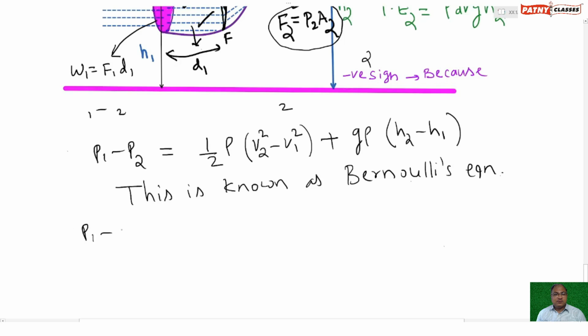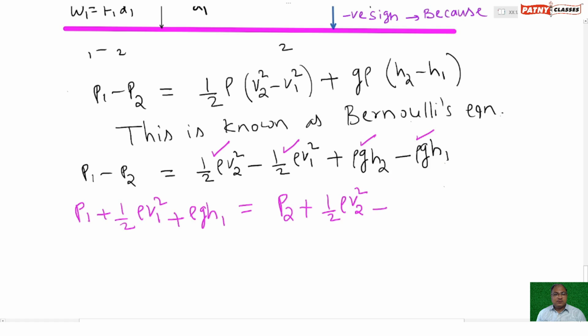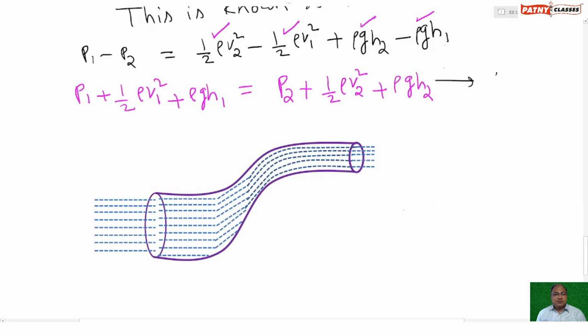Now, opening all brackets on the RHS side: half rho V2 square minus half rho V1 square plus rho g h2 minus rho g h1. Now bringing all the terms with suffix 1 to the LHS side. So that is P1 plus half rho V1 square plus rho g h1, and writing all the terms with suffix 2 on the RHS side. So that is P2 plus half rho V2 square plus rho g h2. Call it expression number 8.